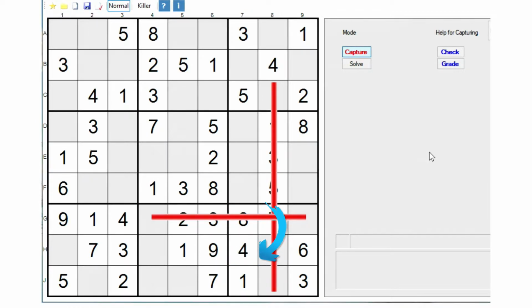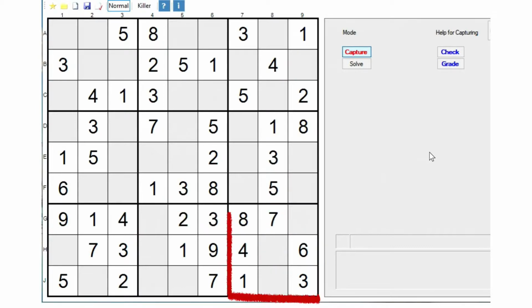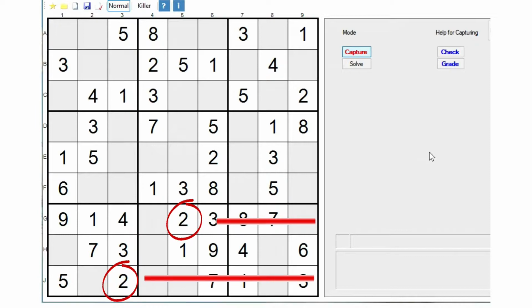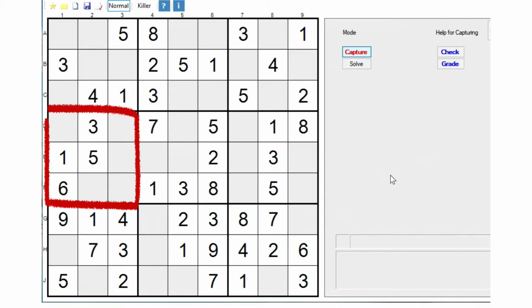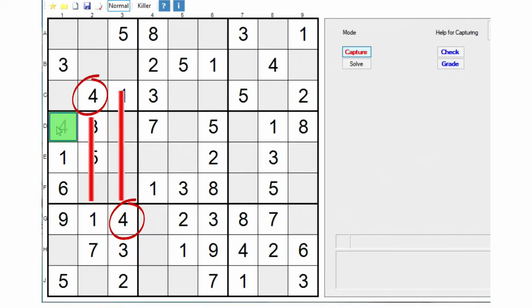I can backtrack now and place the 2 in this block as well. You can see the number 2 intersects from rows G and J and down from column 9 to eliminate all the cells except this one. So we can place a 2 here. Now let's look at block 4. We can easily place the number 4 here.